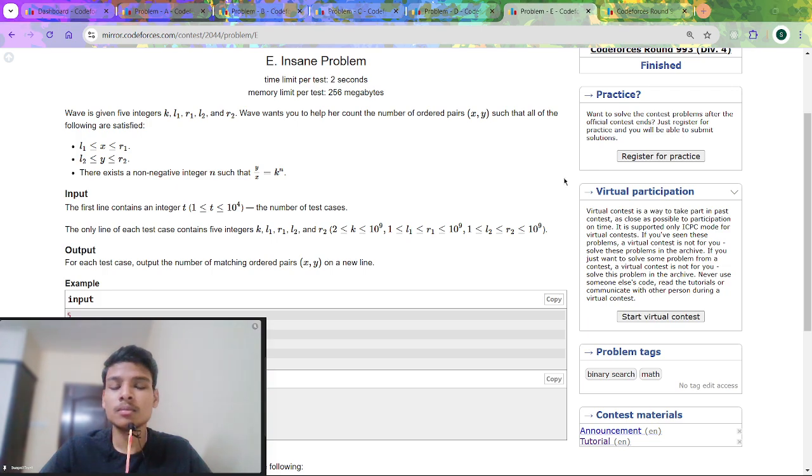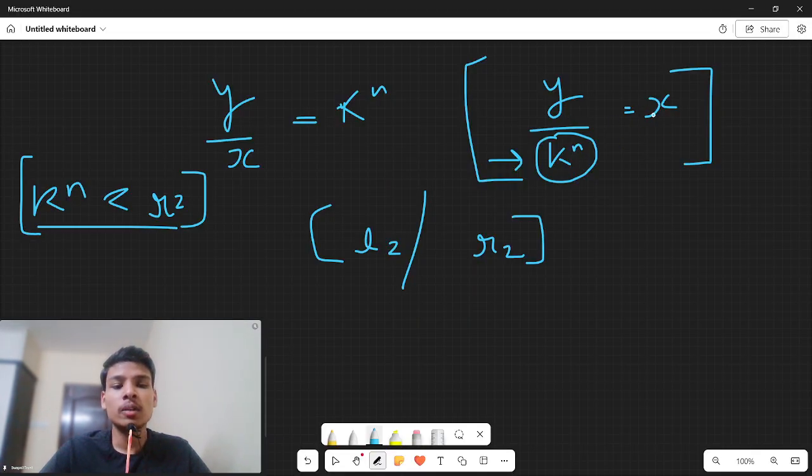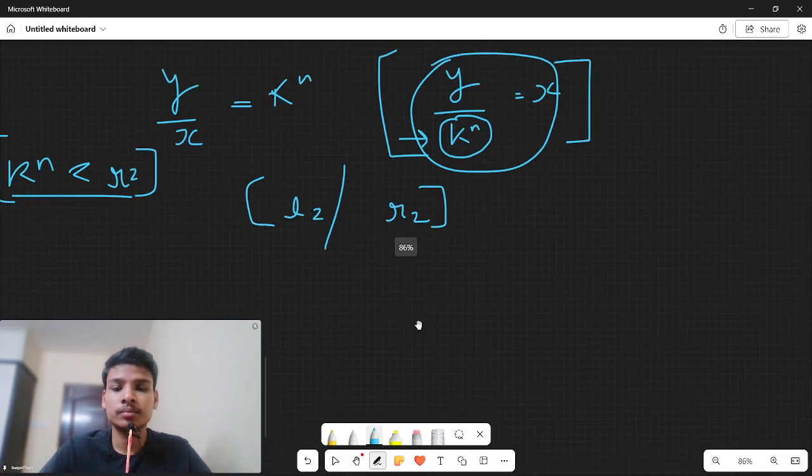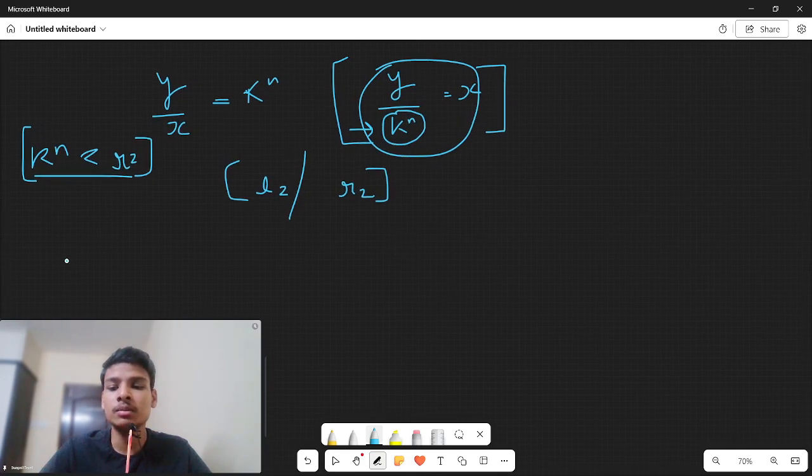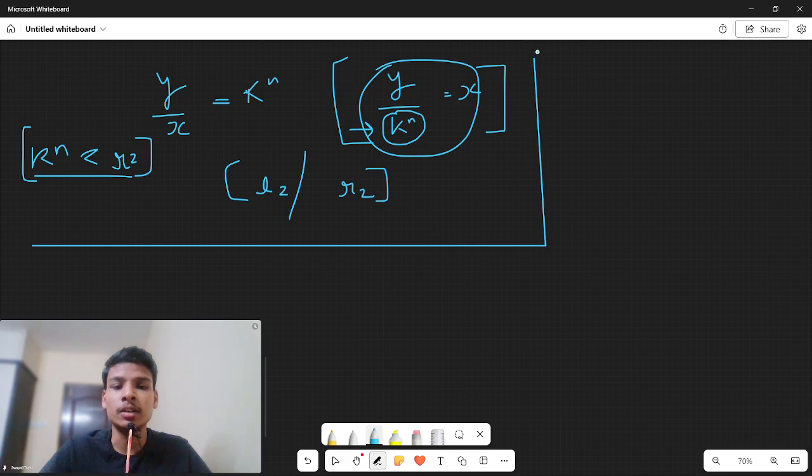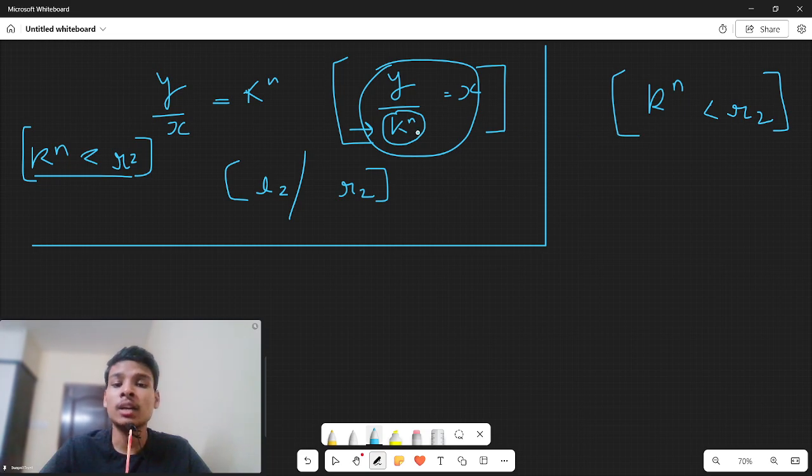So now how to find the number of x, right? Because that is the thing which is asked of me, the number of pairs x and y which satisfy this condition. So I can simply check it by using the lower bound and upper bound. This is not basically binary search terms which I'm using, but simply the lower value and upper value, right? And you know one thing that I have told you before, that your k to the power n should be smaller than R2, because y is smaller than R2 and k to the power n can't be greater than y.